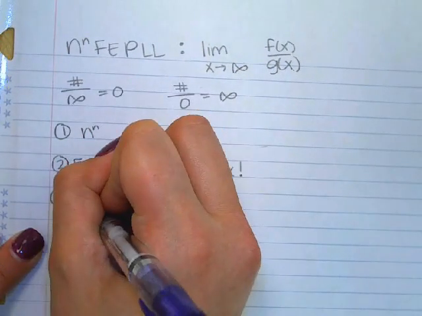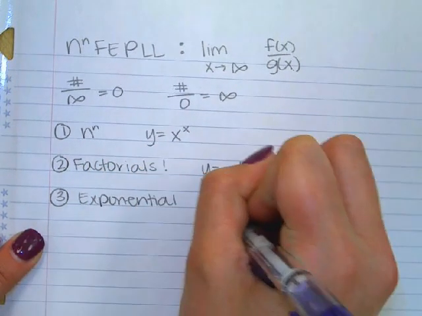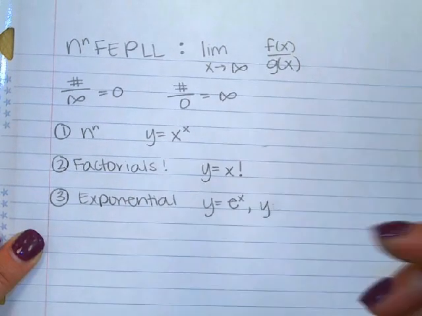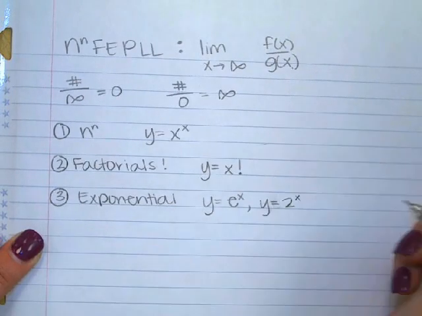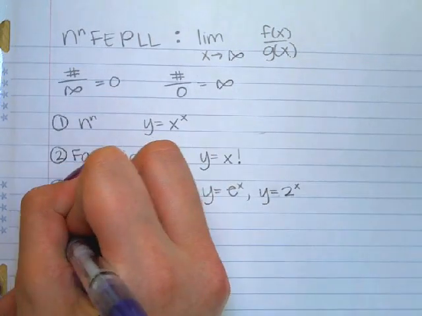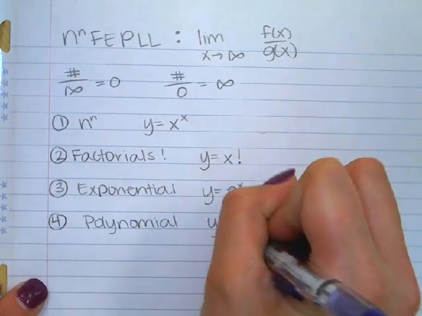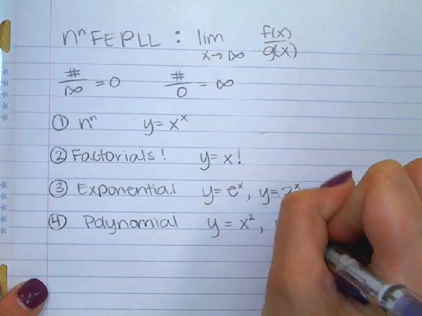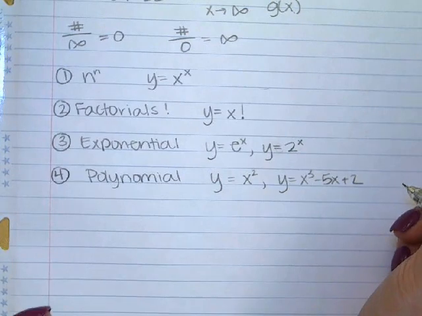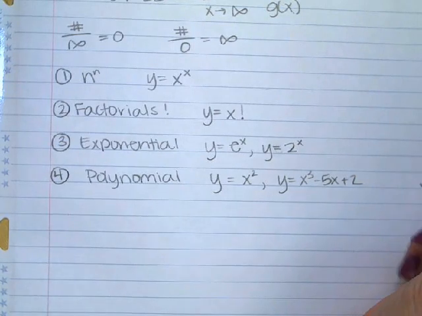The next one is exponential functions. This would be like y equals e to the x, y equals 2 to the x, etc. So those grow pretty fast, but not near as fast as these other two. Next is polynomial. So like y equals x squared, y equals x cubed minus 5x plus 2, anything that you can think of like that. Those are all polynomial. Those can grow pretty fast, but they're not going to grow as fast as exponential.